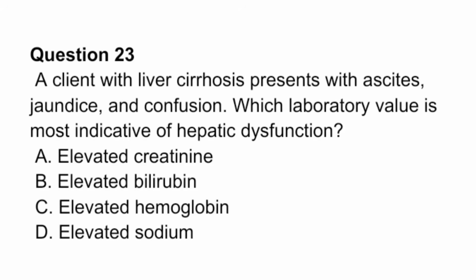Question 23. A client with liver cirrhosis presents with ascites, jaundice, and confusion. Which laboratory value is most indicative of hepatic dysfunction?